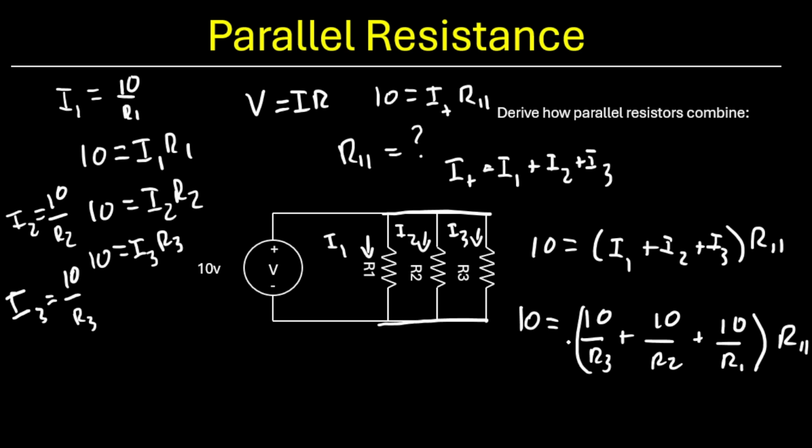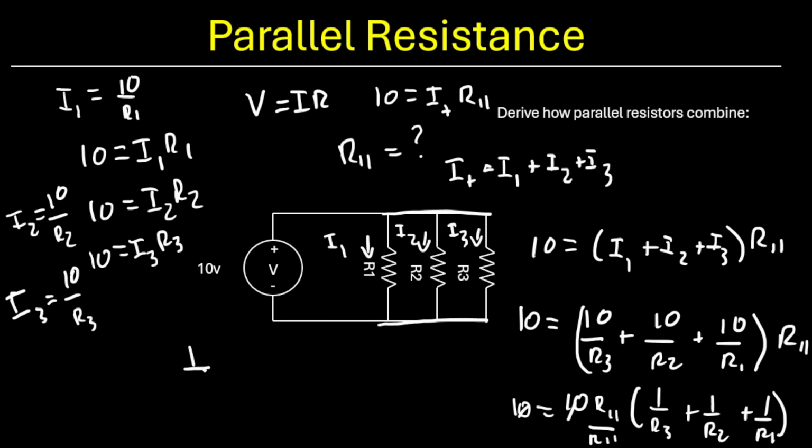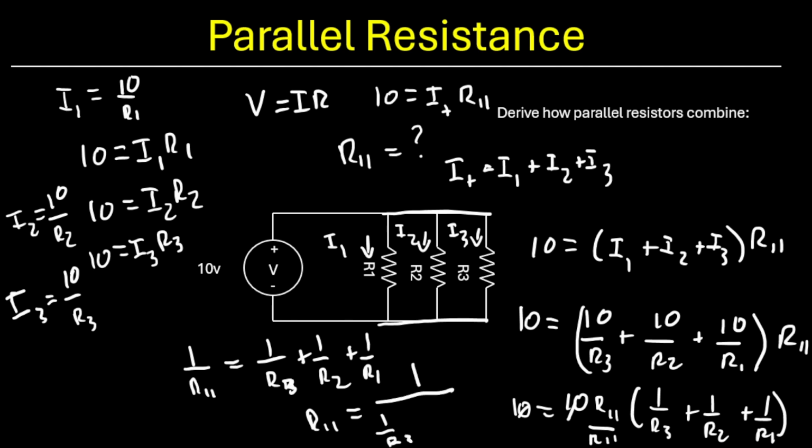Now we can factor out a 10 here. We get 10 equals 10 R parallel times 1 over R3 plus 1 over R2 plus 1 over R1. 10's cancel. Divide both sides by R parallel. We get 1 over R parallel equals 1 over R3 plus 1 over R2 plus 1 over R1. Now flip this. We get R parallel equals 1 over R3 plus 1 over R2 plus 1 over R1. Okay? So that's how resistors combine in parallel. And with each successive resistor, you just add one more to the denominator. All right?